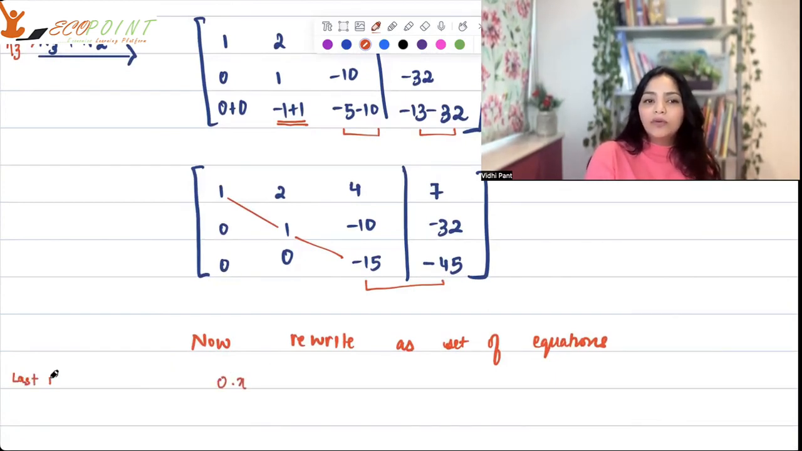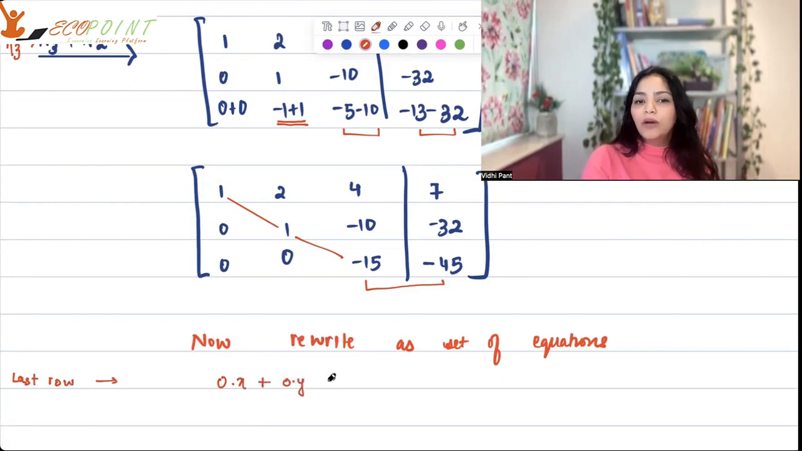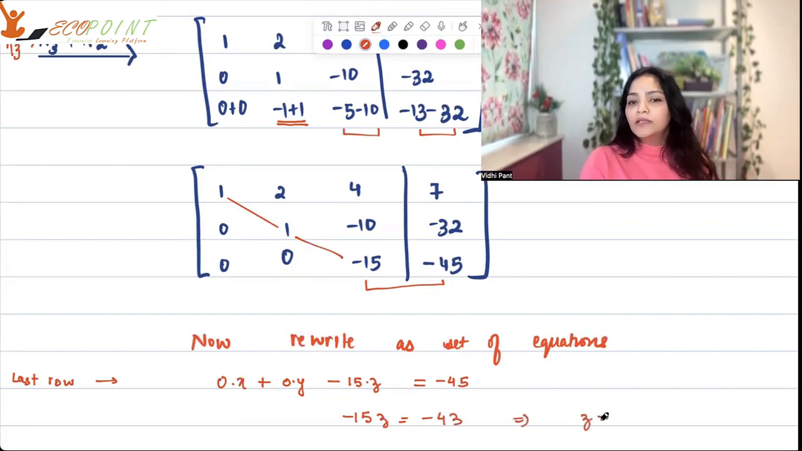From the last row, what do you get? 0 into x plus 0 into y minus 15 into z is equal to minus 45. So that gives me minus 15z equals minus 45, which gives you z is equal to 45 divided by 15. So z is equal to 3. Isn't this what we actually got prior to this method, when we figured it out in the previous lecture? Yes, we got z from here.